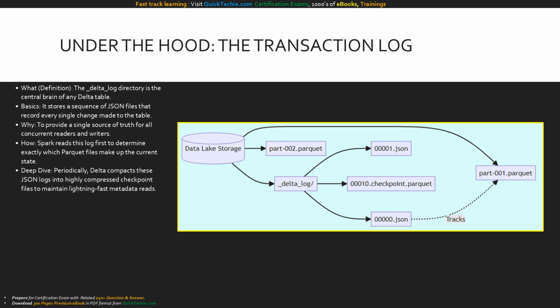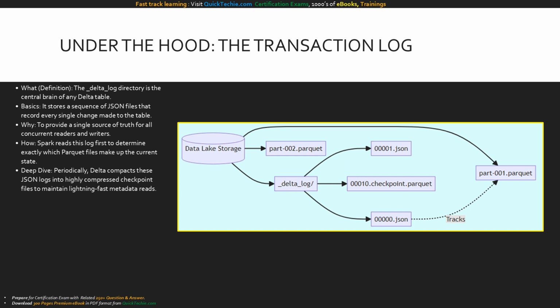Let's dive under the hood to see exactly how Delta achieves ACID compliance for Spark. The absolute brain of a Delta table is the _delta_log directory. When Spark writes to a Delta table, it does not just dump Parquet files, it writes a structured JSON commit file into this log directory. This JSON file acts as an immutable ledger, recording exactly which Parquet files were added and which were logically removed. When a Spark reader comes along, it completely ignores the data files at first. Instead, it consults this transaction log to get the exact, current blueprint of the table state. To prevent this log from slowing down Spark over millions of transactions, Delta periodically rolls up the JSON files into a highly compressed Parquet checkpoint file, ensuring metadata processing remains incredibly fast.